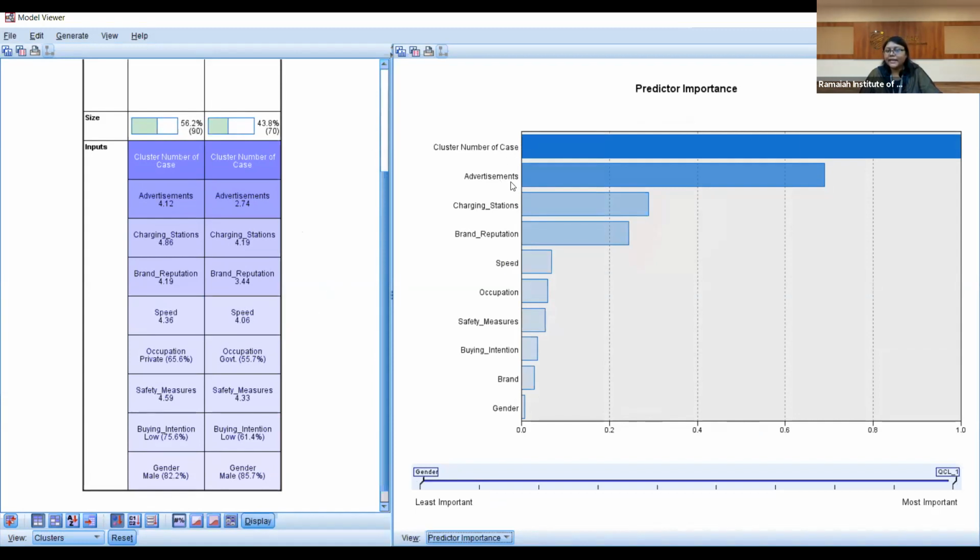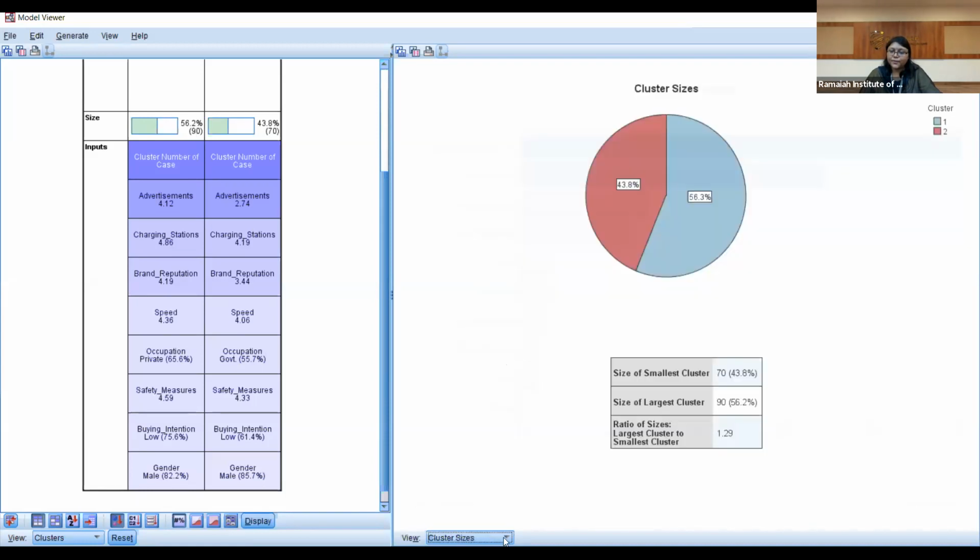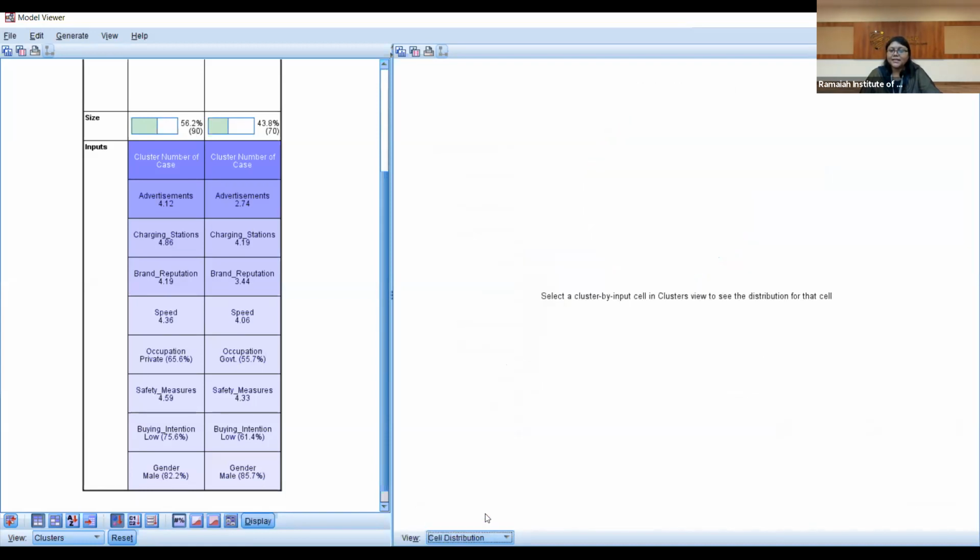In this case you can find what is more important. Advertisement is most important, followed by charging session, brand reputation. So this is the graphical representation of how important your predictors are. The next one is cluster size, which you have already seen. The third one is cell distribution. Well, there is no cell distribution here because by default, if you do not choose, there will be no cell distribution. And for cluster comparison also, because there are only 2 clusters, it will not show you a cluster comparison. If you have more than 2, it will show you a cluster comparison.